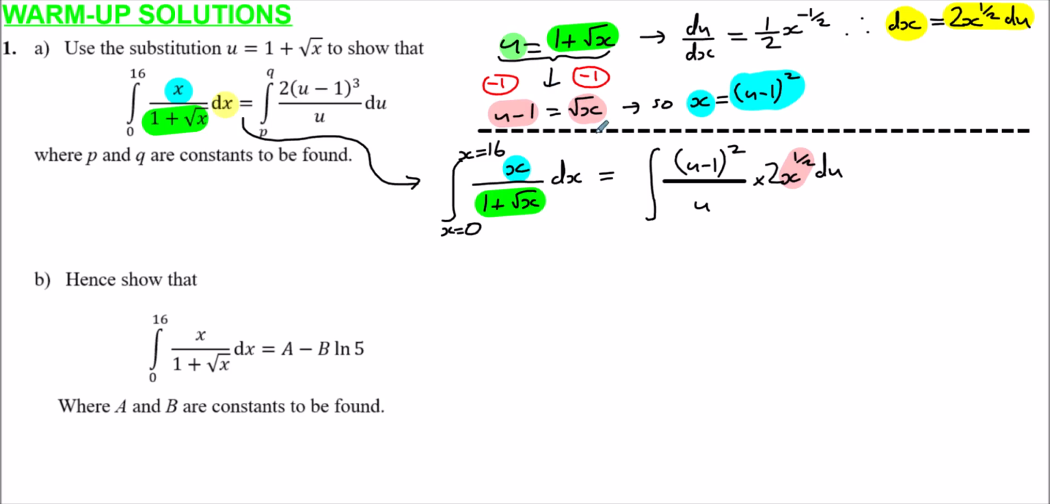Another thing we need to consider is the limits of u. We've gone from x being 0 up to x being equal to 16. So the first thing we need to do is consider what u corresponds to if x is these two limits. If I do a little table here for x and u.